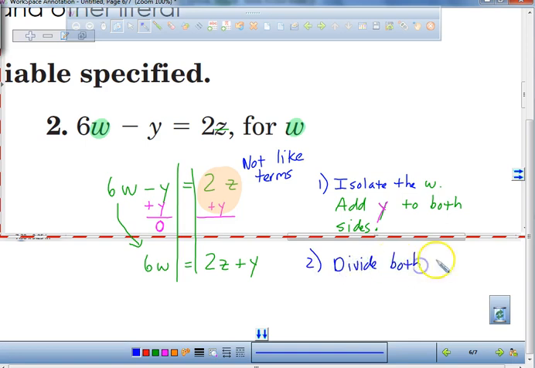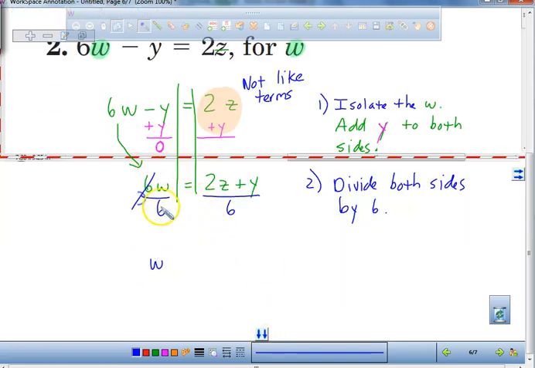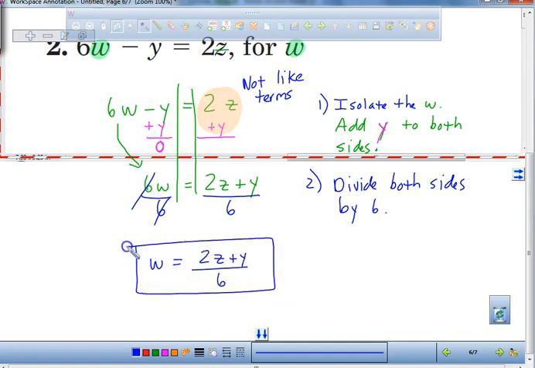Okay? Now we're about to do the last and final step. Divide both sides by 6. We're going to divide this side and this side by 6. So your final answer, everybody, these 6's simplify to a 1. So W is equal to 2 times Z plus Y, all over 6. And that is what W is equal to. When you're doing this, make sure you don't add things that are not alike. You can only add things that are alike. You guys need to do problem number 6.